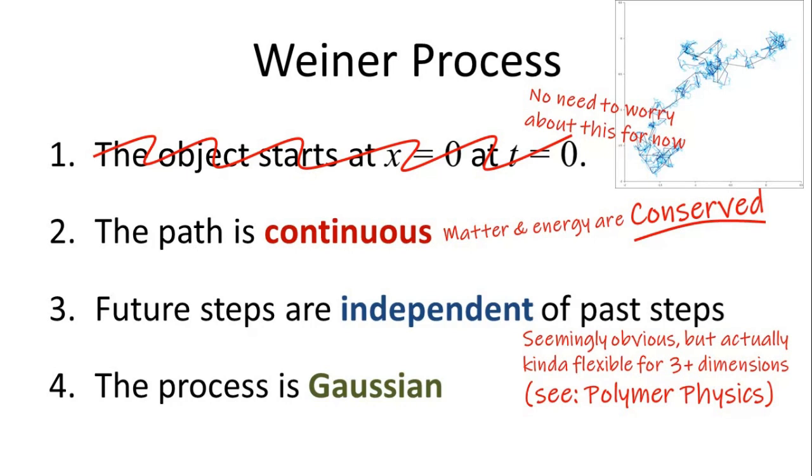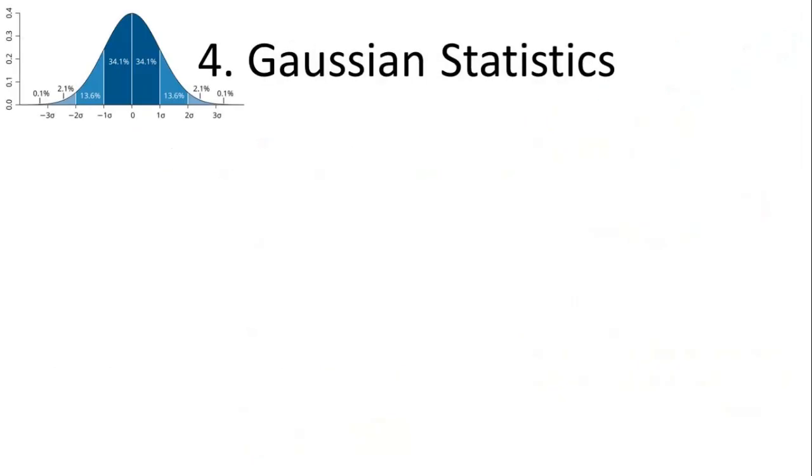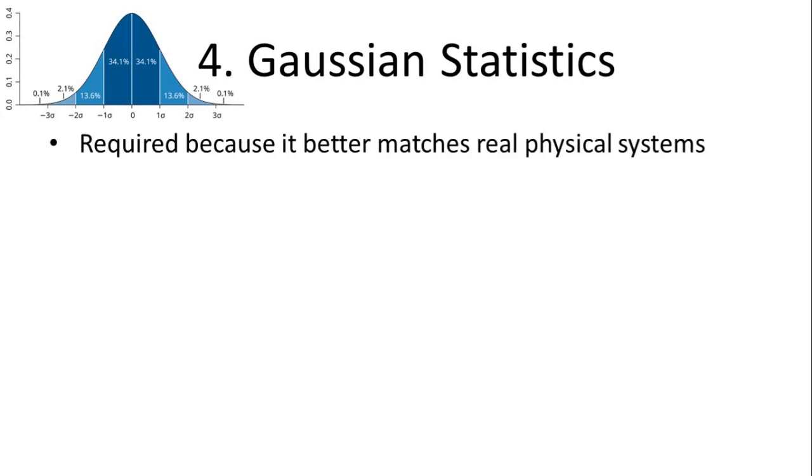Again, pretty straightforward to accept, although this prerequisite is more flexible than you might think. 4. Gaussian statistics. Now, this initially might seem like flawed logic. Diffusion is Gaussian because it's a requirement for the Wiener process? Actually, no, the causality goes the other way. The Wiener model is forced to obey Gaussian statistics because that way it better matches real physical processes.